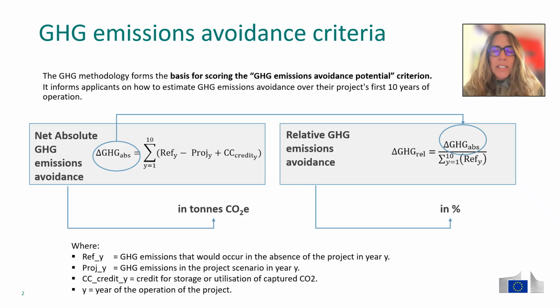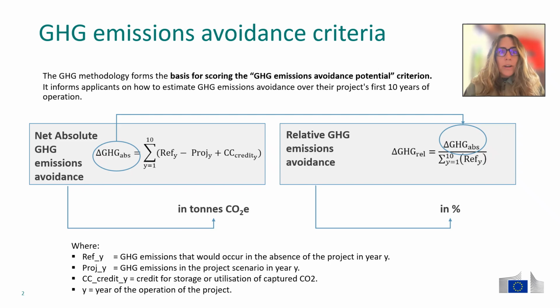Projects can have quite a different nature, so the emission sources within the boundaries of each project that are eligible under the Innovation Fund will vary. Also, projects that envisage capturing CO2 for either storage or use can claim a credit. So these will be reflected in the calculation of the absolute GHG emissions avoidance numbers.